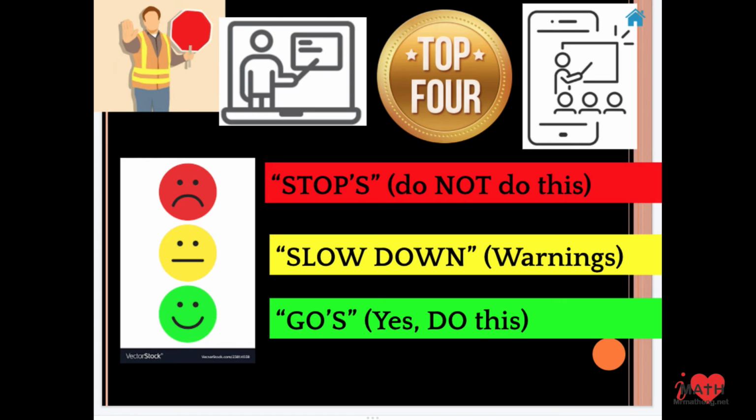All right, what were those top 4 things? In e-learning, things are happening, so I call this the top 4. Stops, slow down, and goes. Red light, yellow light, green light.